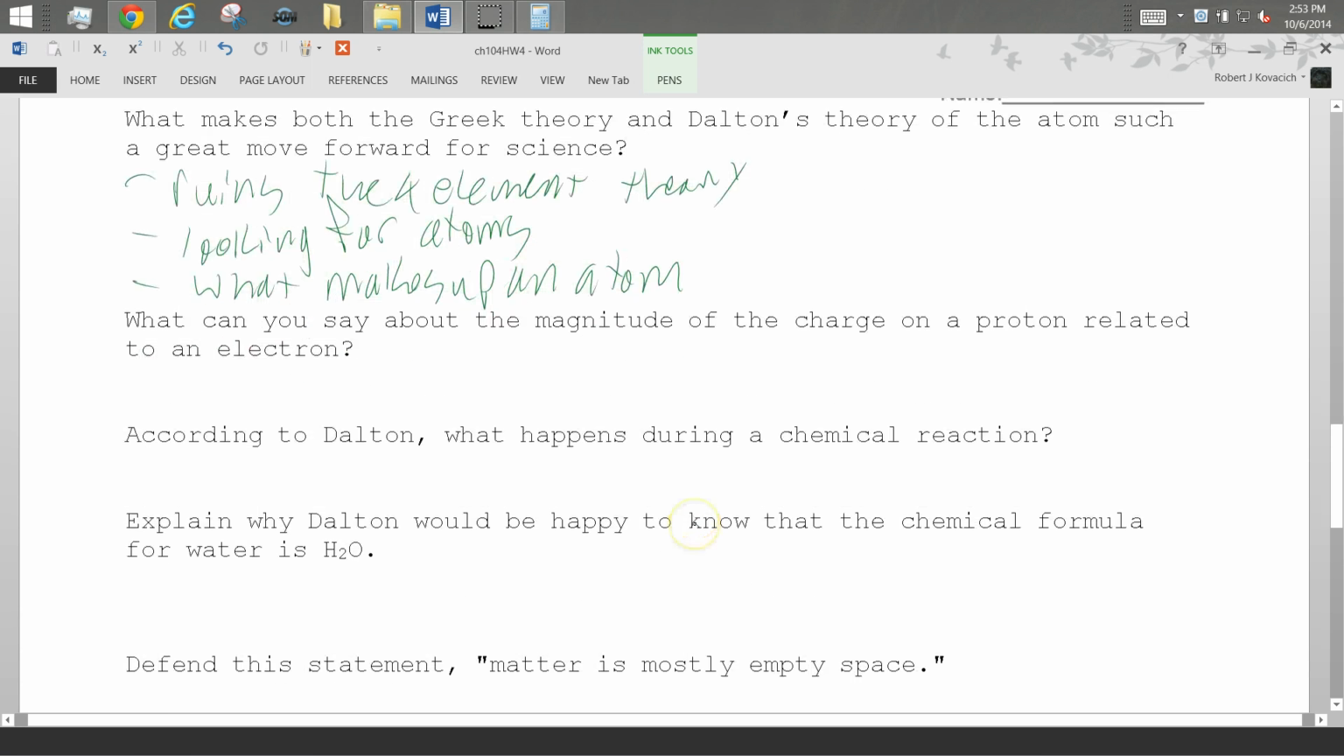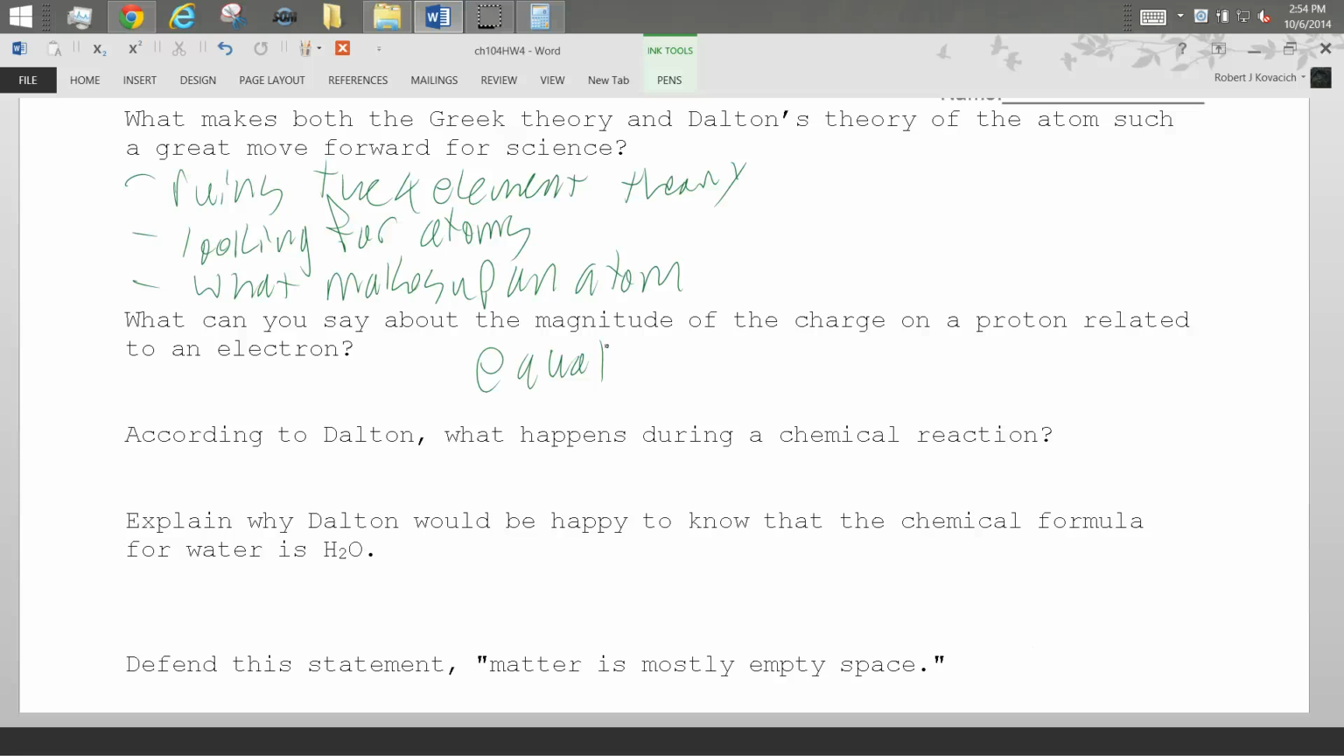What can you say about the magnitude of the charge on a proton relative to an electron? They're equal. I'm just asking about the magnitude. They are equal to each other. And it's super important because that proton is so much more massive than the electron, but they still completely cancel out. One proton, one electron, I put them together, and what's the charge? Neutral. It's zero. There isn't a charge.